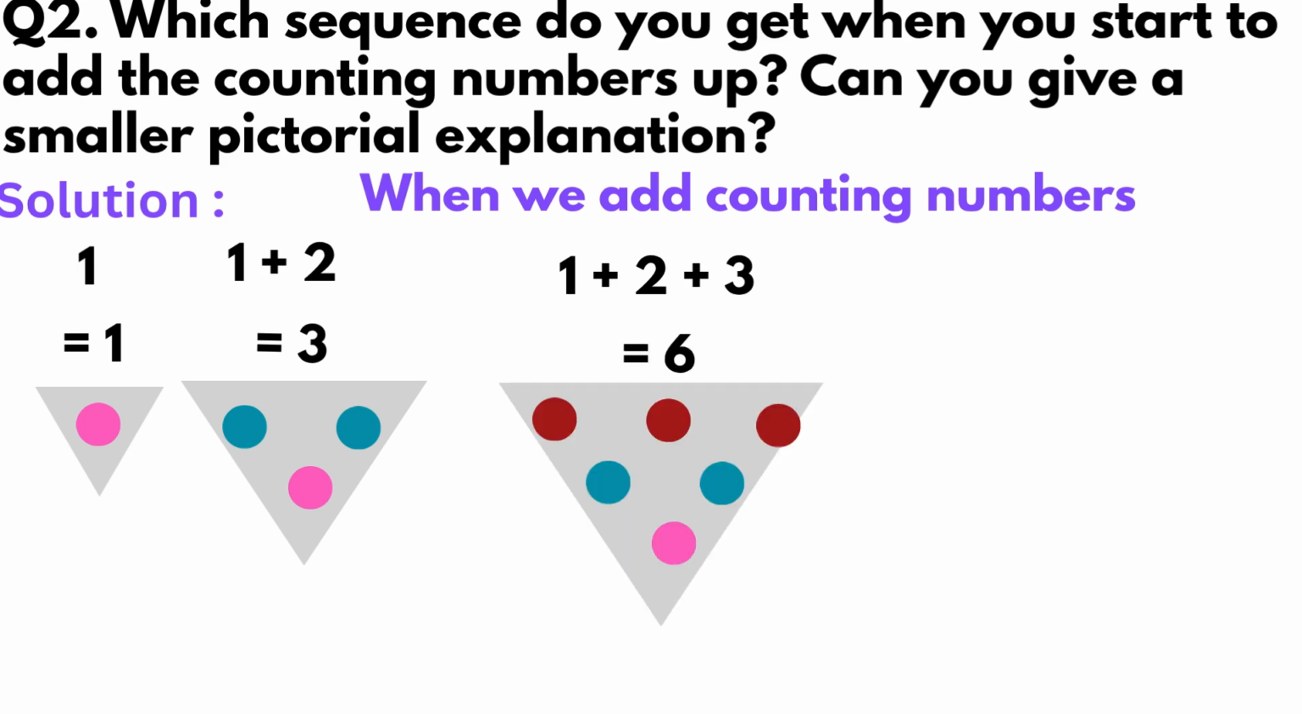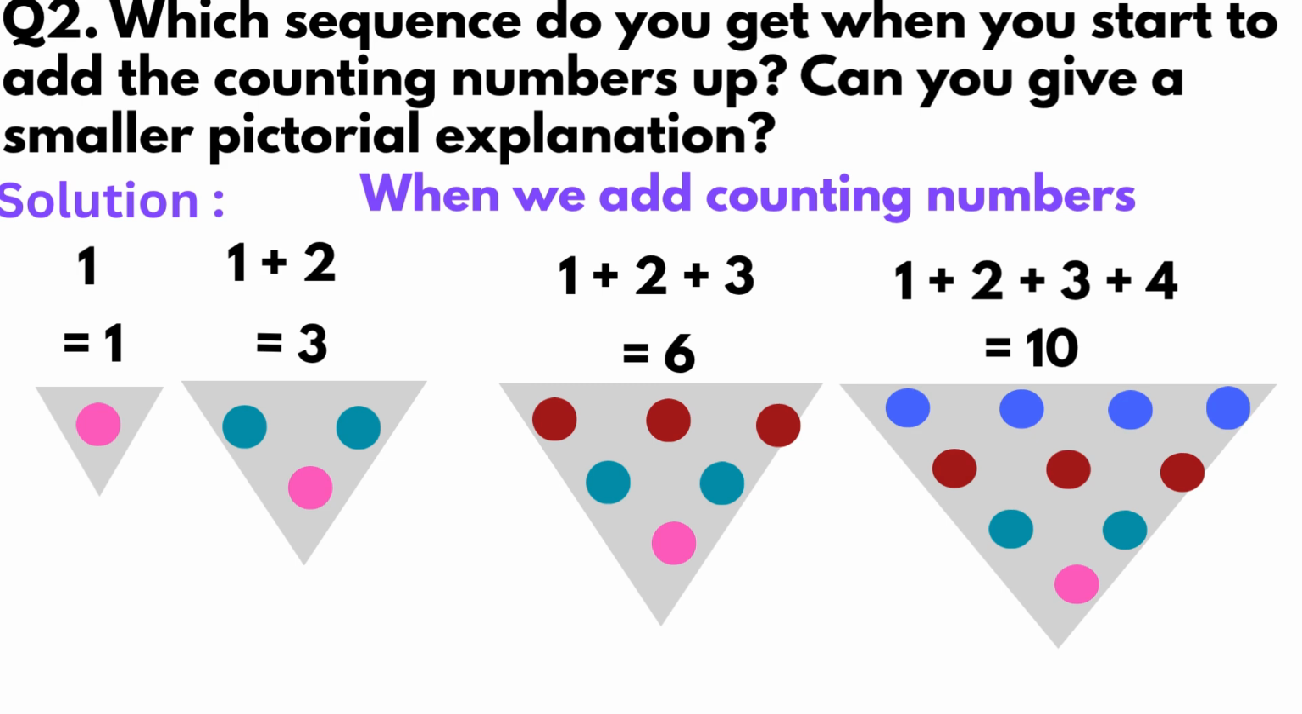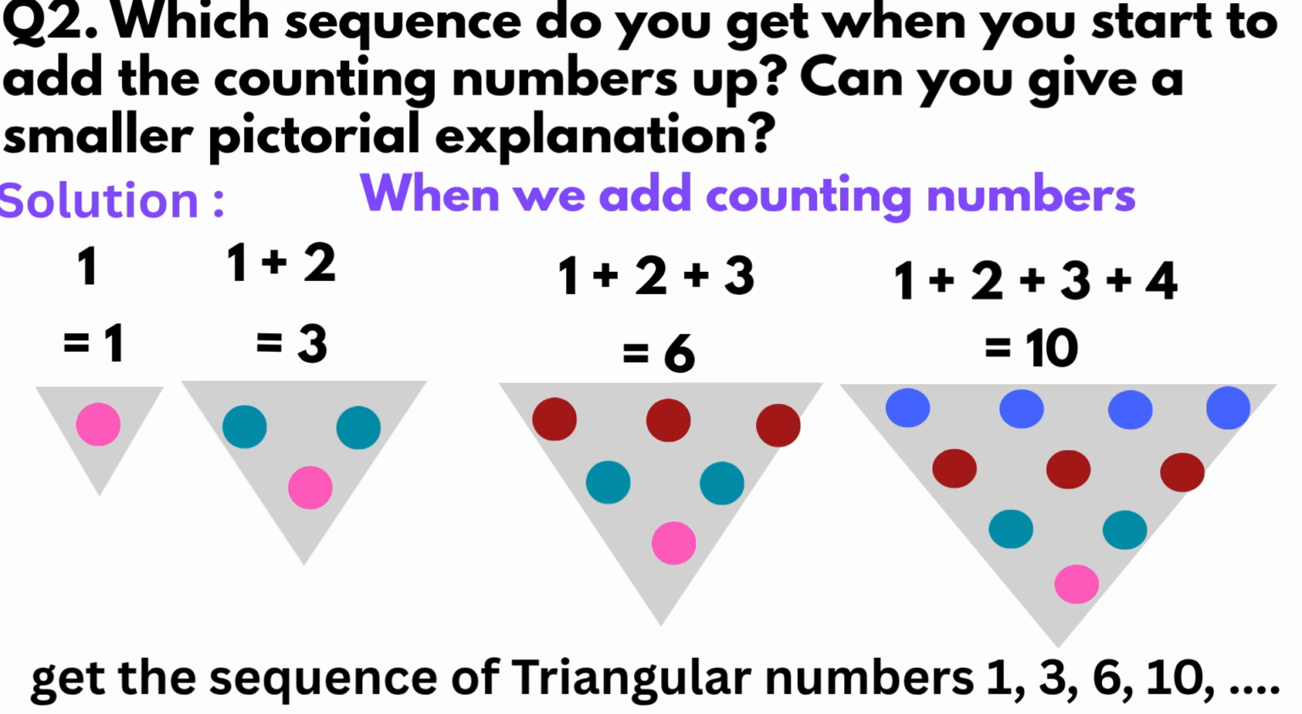When four counting numbers are added, we get 1 plus 2 plus 3 plus 4 equal to 10, and so on. The pictorial representation is given below the number. Thus, by adding the counting numbers up, we get the sequence of triangular numbers 1, 3, 6, 10, etc.